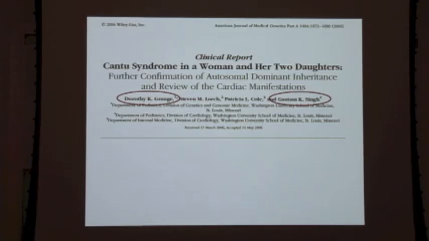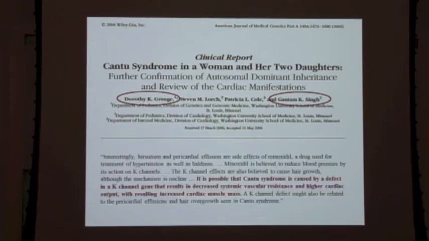Nobody knew at this point what it was called, and I'll tell you that 3 years ago there were 12 papers in the literature on Cantu syndrome. So extremely rare, completely not studied by almost anybody, and not known by essentially any clinicians. But what they wrote in this paper was that because the effects are similar to the side effects of minoxidil, which acts on K channels, it's possible that Cantu syndrome is caused by a defect in a K channel gene that decreases vascular resistance.